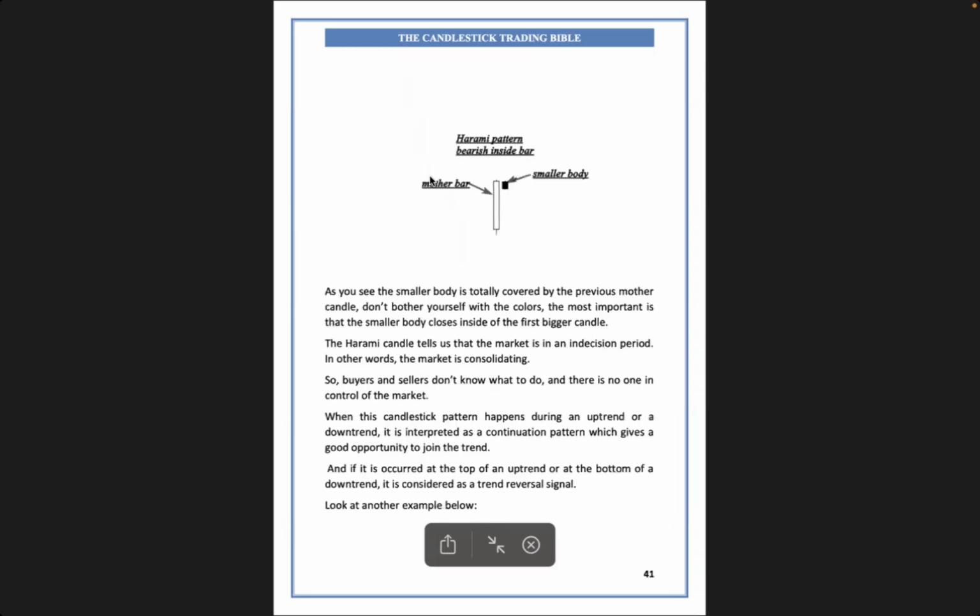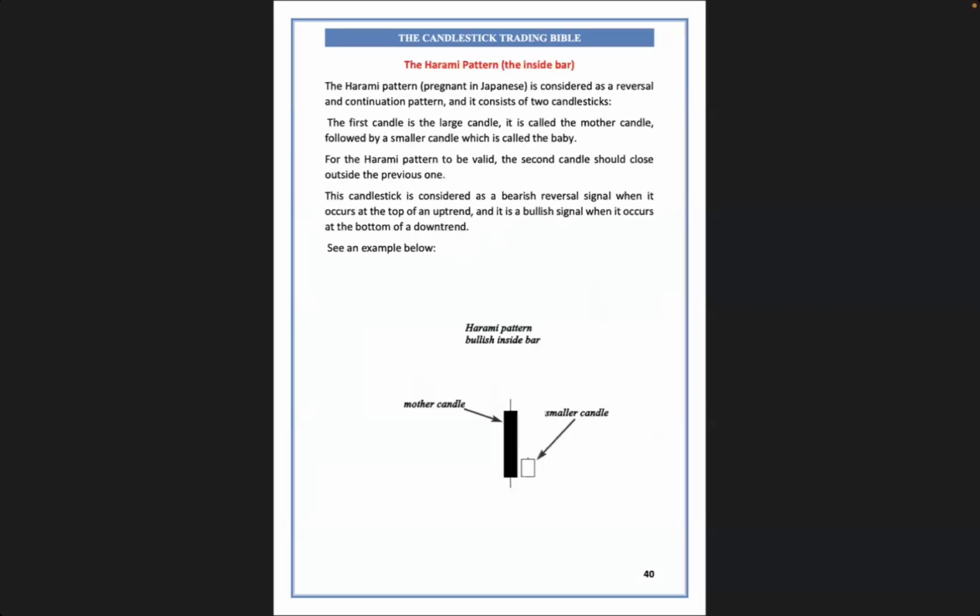Anyways, whatever it means, we still get the psychology behind it. As you see, the smaller body is totally covered by the previous candle, which is the mother candle, or the mother bar. Don't bother yourself with the colors. The most important thing is that the smaller body closes inside. Exactly, that's it. So I think the book made a mistake. It's supposed to close inside of the previous one.